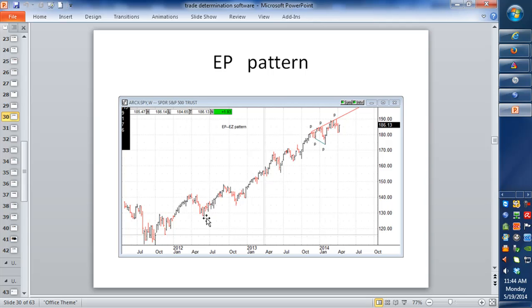Normally it goes up, down, up, down, up, down. Sometimes it does an EP, and that's when it goes up, boom, makes a lower low, and then boom, makes a higher high. And that's called an EP pattern, and those are kind of interesting and can be used for a signal.